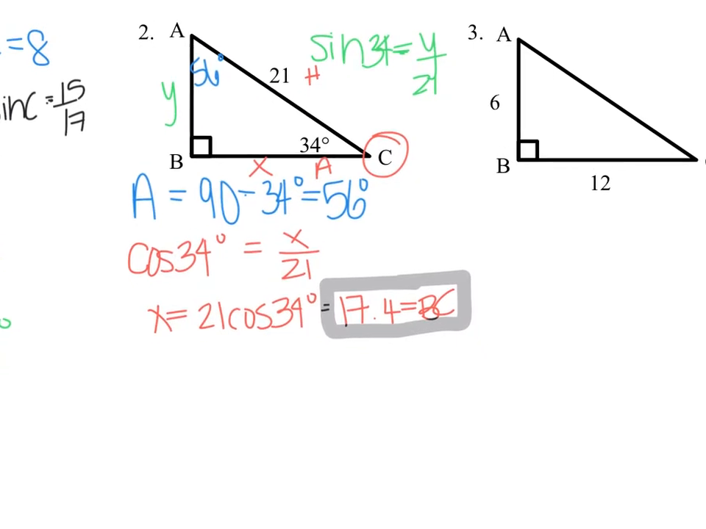So let's just do this, finding the angles. So y equals 21 sine of 34. Okay, plug that into your calculators, and you should get approximately 11.8. Okay, and that equals AB.